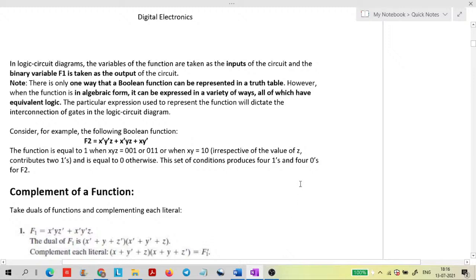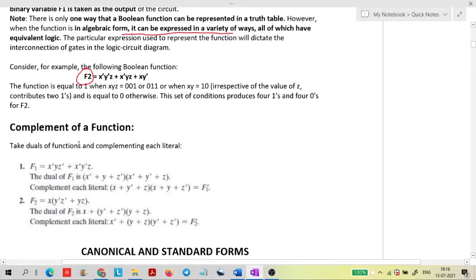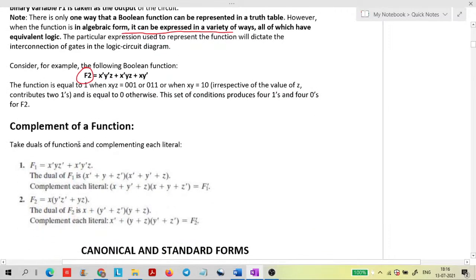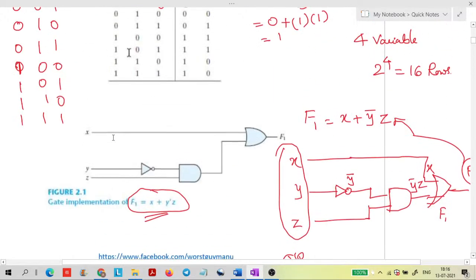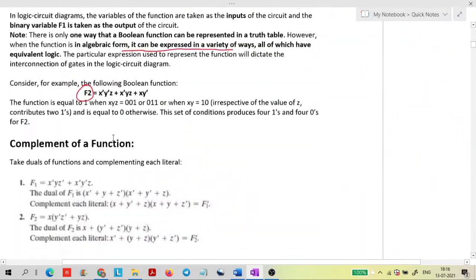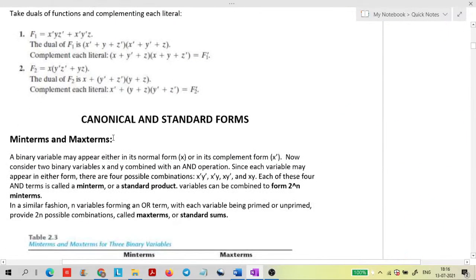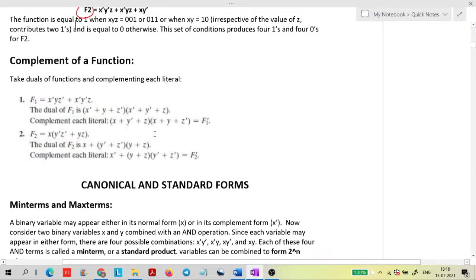So there is only one way that a Boolean function can be represented in a truth table. However, when the function is in algebraic form, it can be expressed in a variety of ways. So here there is one more function given, x bar y bar z plus x bar y z plus x y bar, and that is represented in the truth table as f2 here.